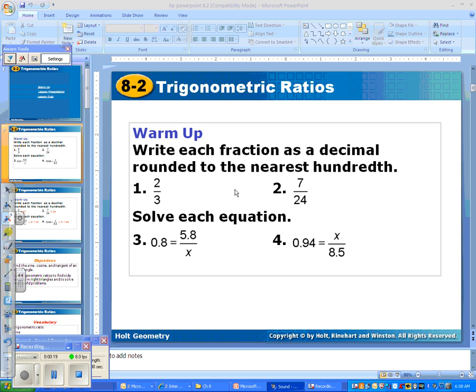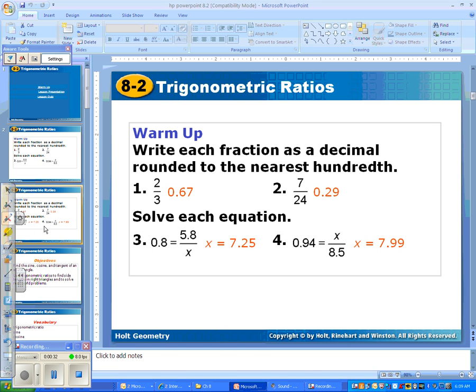Before we get started on what trig is, try this warm-up and make sure you have the basic skills to be successful in this section. So try the warm-up. Pause the video. Here are the answers. Hopefully you got everything right. If you didn't, come to tutoring, please.